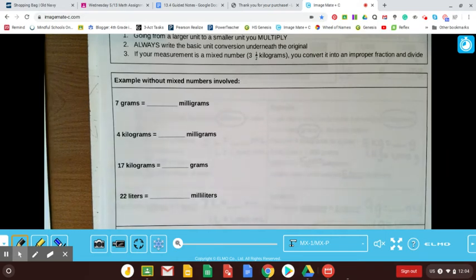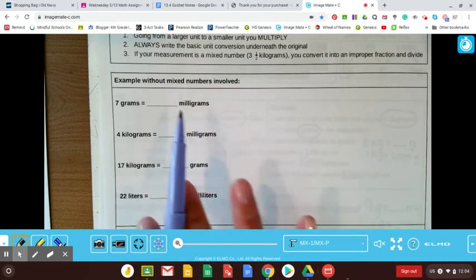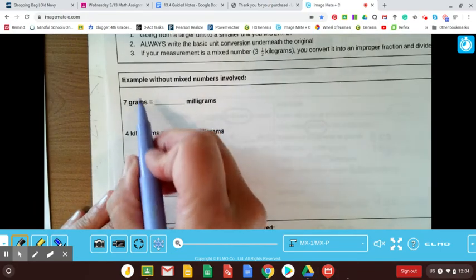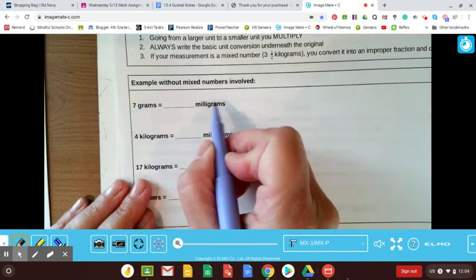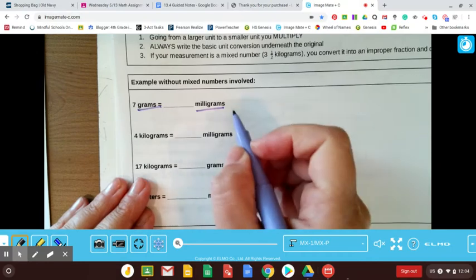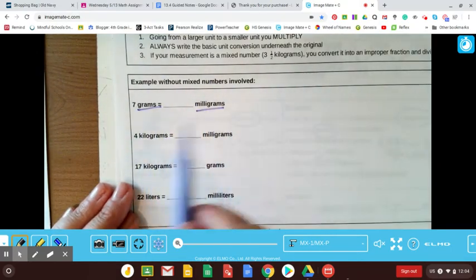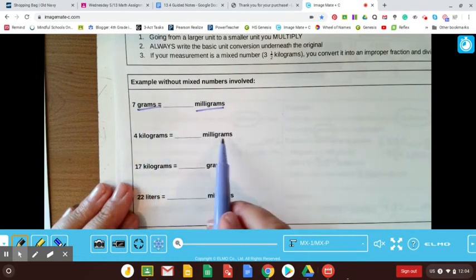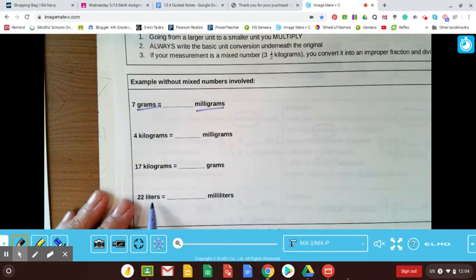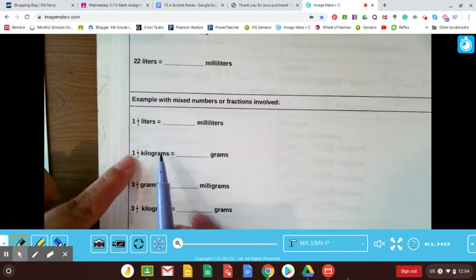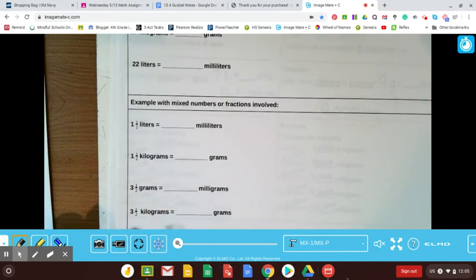If you're watching this video, I would love for you to pause this video right now and try these problems out and then come back to see what the answers are. All right, so we are going from grams to milligrams, right? In all of these, let's just check. We're going from big to small, multiply, right? Big to small, big to small, big to small, big to small. I'm going to keep going down here. Big to small. Yep. It looks like we're going to be multiplying in every single example, so it's good to know.